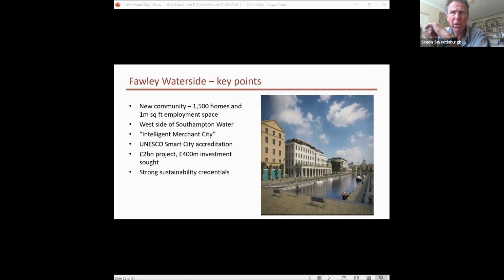It's a £2 billion project requiring 400 million of investment, and we are working with them to engage investors globally. We've already made a number of significant introductions, and we expect to make some more. It's a fantastically sustainable project, as you can imagine. It's in the New Forest National Park Authority area, working very much with, as opposed to against, the natural capital of the local area. So a fabulous project, and do check out the website, Fawley Waterside.